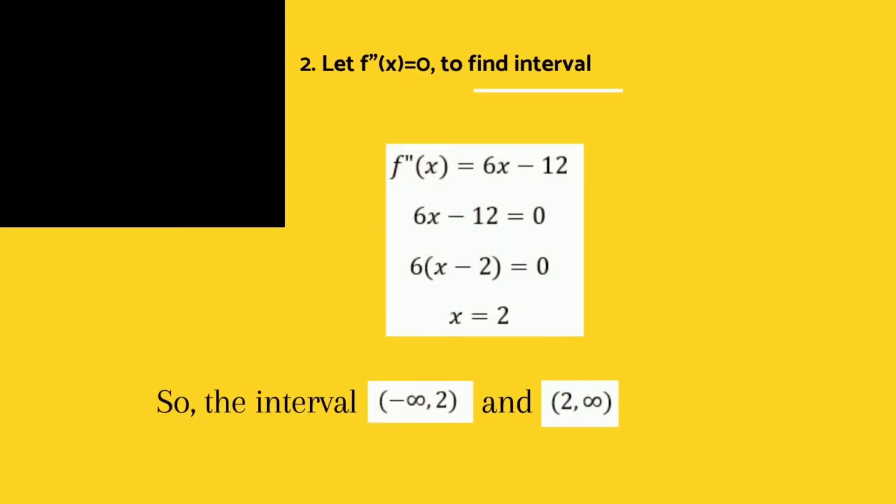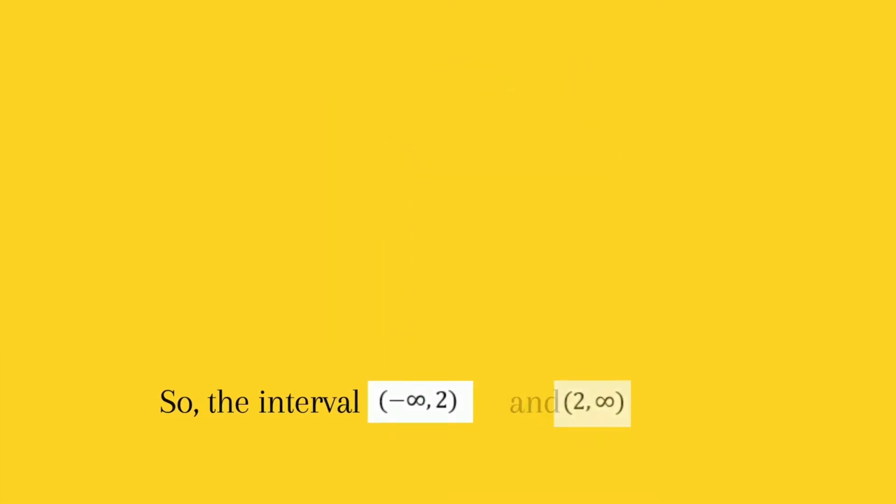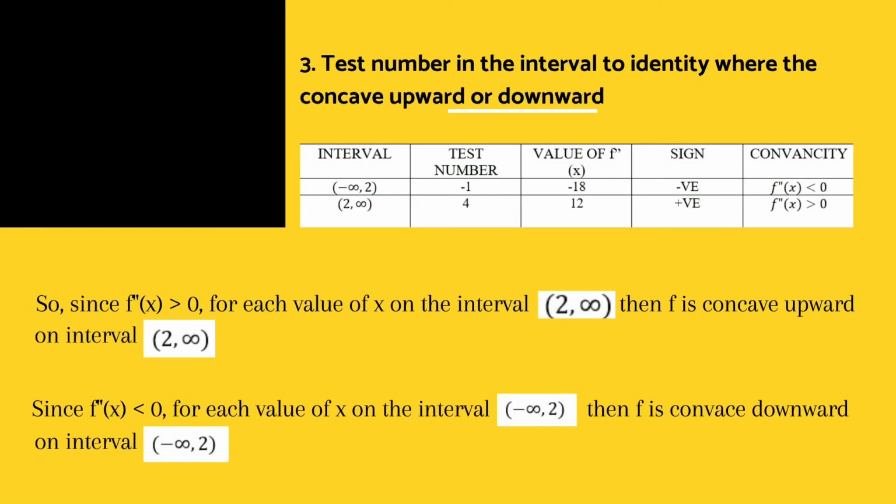Next, to find the interval, we let the second derivative equal 0. 6x minus 12 equals 0, and we get x equals 2. Then we get the intervals negative infinity to 2 and 2 to infinity. The last step is to identify where it is concave upward and where it is concave downward.